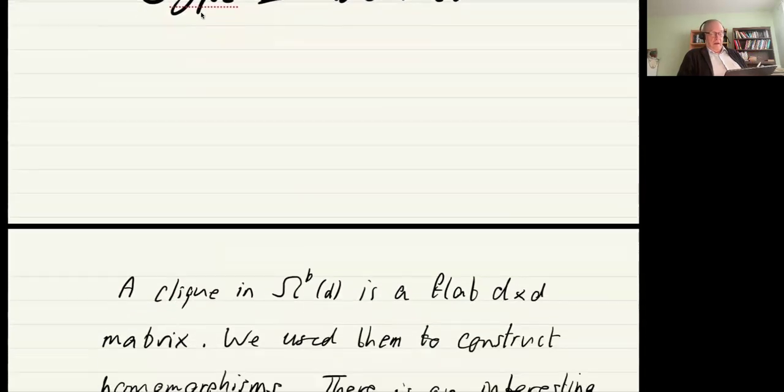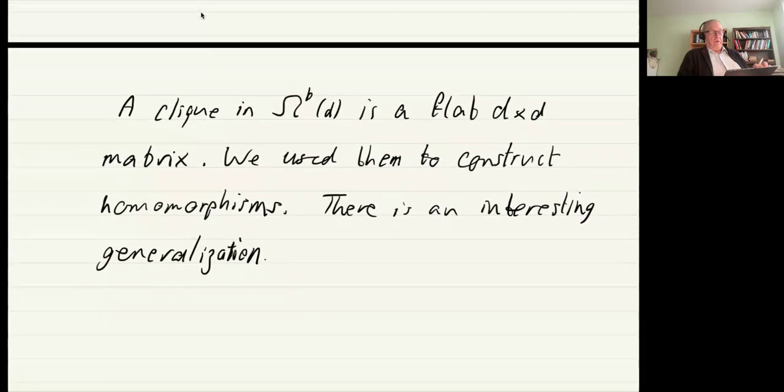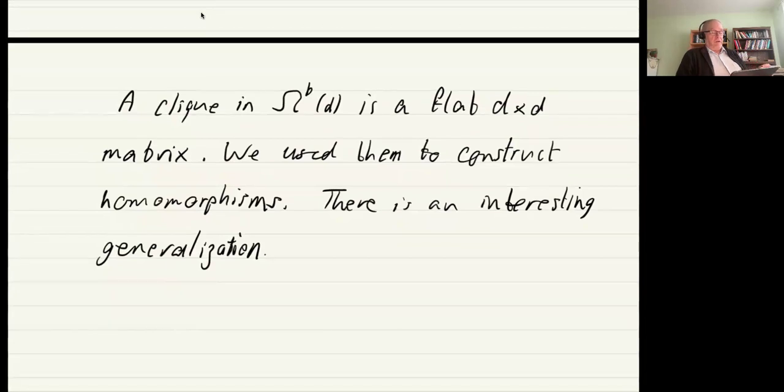So this is in some sense also part of the motivation. This is the graph for the unit vectors in R^d with all entries having the same absolute value, so the flat unit vectors in R^d. And a clique in this graph is actually a flat d by d matrix, and so it's a d by d unitary matrix. And we use them to construct homomorphisms between various graphs. So they turn up in various places that we're using.